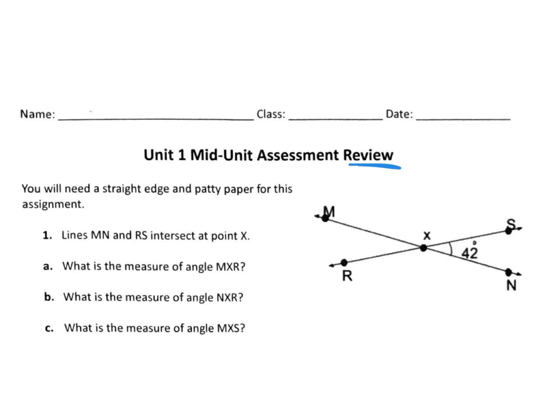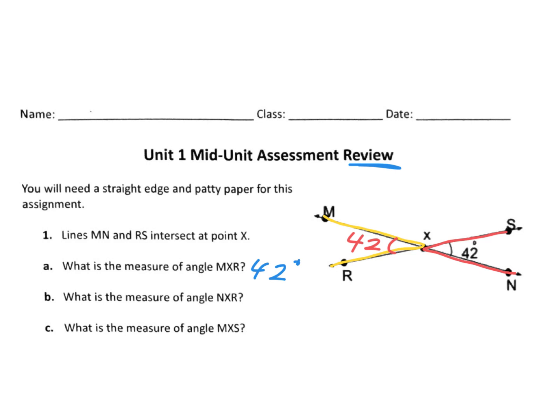Lines, for number 1, lines M N and R S intersect at point X. Question A asks, what is the measure of angle M X R? If you used your patty paper, you could see that it's a vertical angle. It's right across from the other angle, S R X N, which is 42 degrees, so M X R would be congruent to that, and it would also be 42 degrees. But check it out with your patty paper because you can see it's identical.